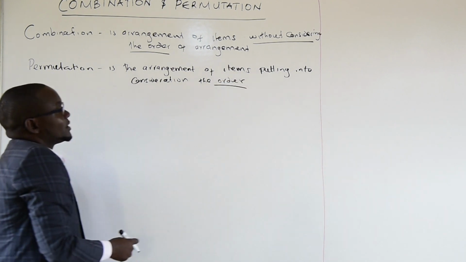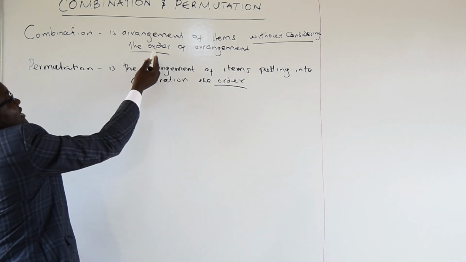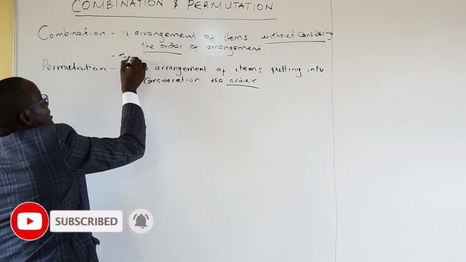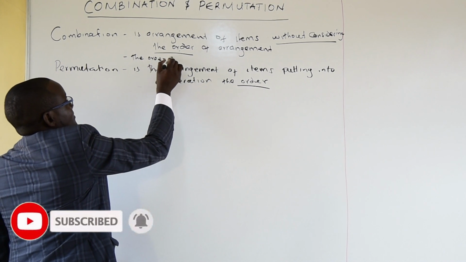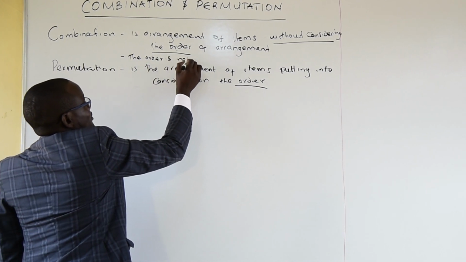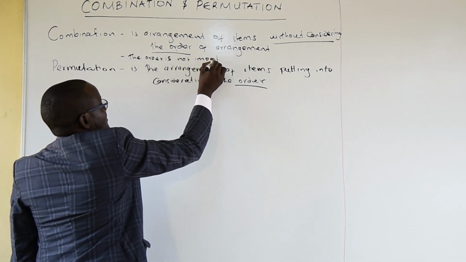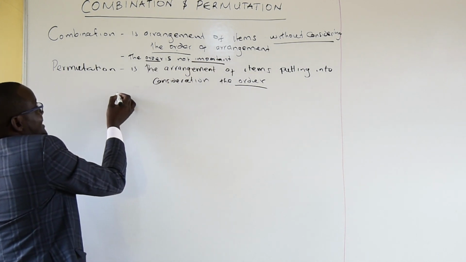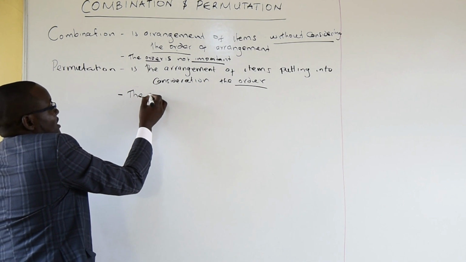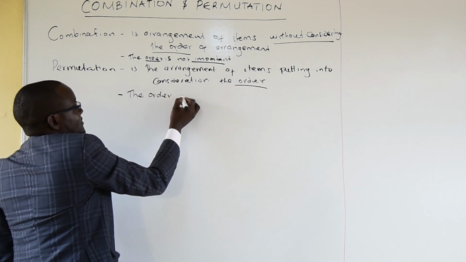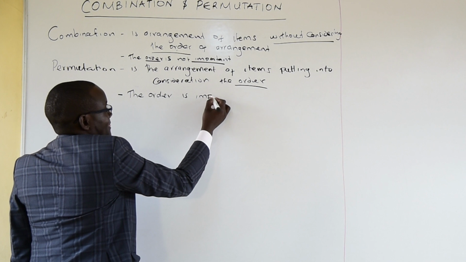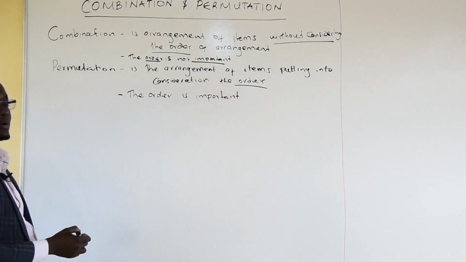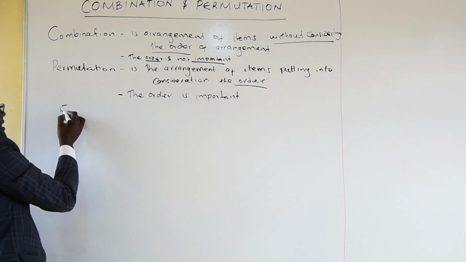So here, when you talk about combination, the order is not important. But in permutation, the order is important. I can give you an example. We can have an example here.